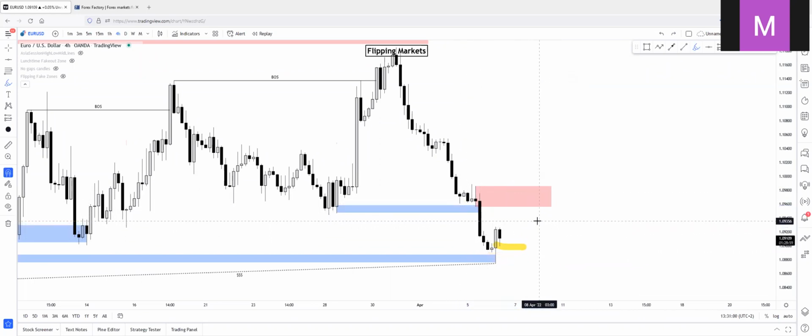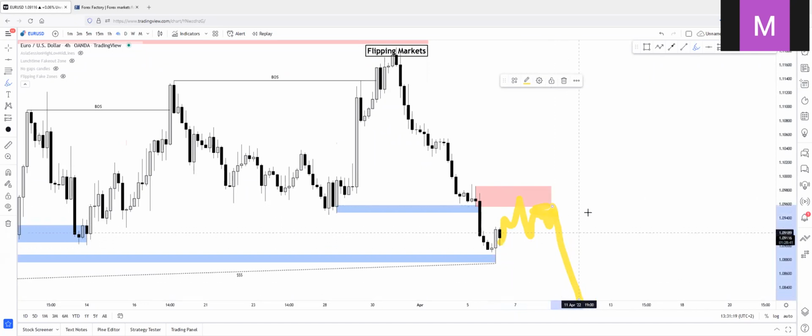Okay, what can we expect after this zone is being tapped? We can expect two things. The first thing is the 15-minute change of character, because inside of a 4-hour zone, we always wait for a 15-minute change of character, right? So if a 15-minute change of character happens and a 1-minute change of character happens here also, we can continue the overall short movement to the downside.